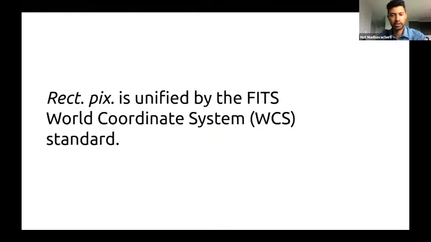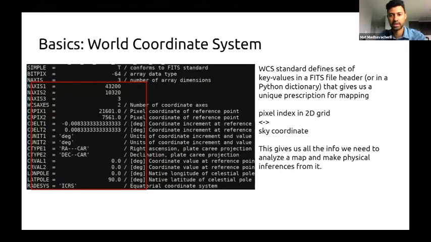So the way you want to think about using rectangular pixelization maps, and if you're an astronomer, you're probably already familiar with this, is the world coordinate system. This is a system that lets you translate between pixel coordinates and sky coordinates. It essentially defines a set of key value pairs in a FITS file header. And those key value pairs give you a unique mapping from a pixel coordinate in a 2D grid to a sky coordinate. And once you have that mapping in place in your software, that gives you all of the info you need to do any kind of analysis or physical inference from those maps.